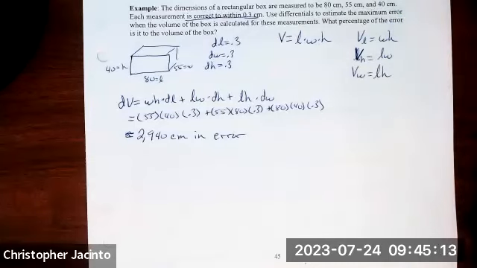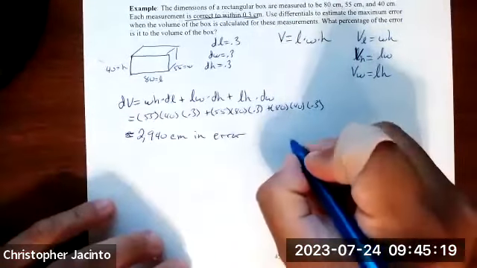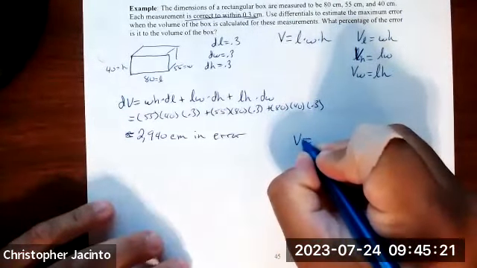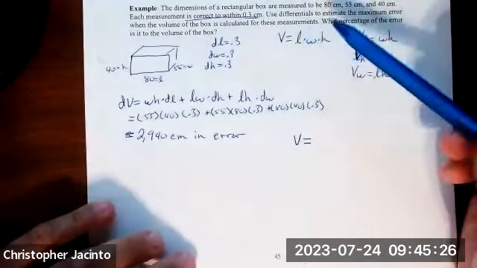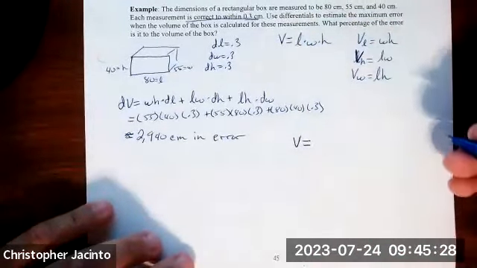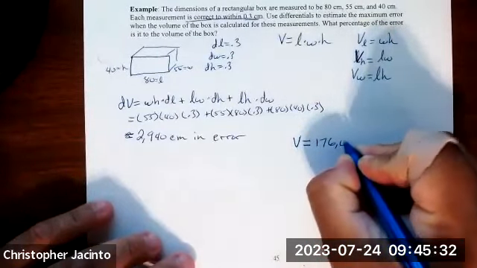What percentage of the error is it to the volume of the box? Okay. So to do so, we want to find the percent error. So first we want to find the volume of the actual box, right? So without this kind of stuff. So literally just multiplying length times width times height. That gives you approximately or exactly this.